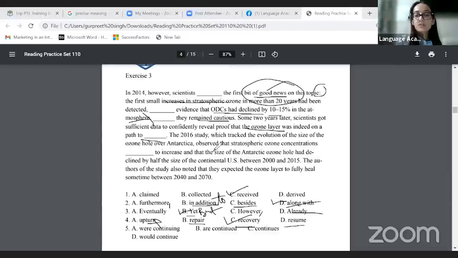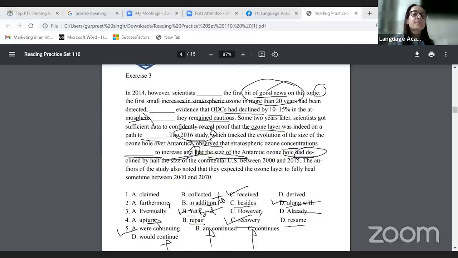The 2016 study observed that stratospheric ozone concentrations dash to increase. I have skipped the comma-to-comma part just to simplify the sentence. When you say the study is the noun, look for the verb. Where is the verb to match with study? The study observed that the ozone concentrations dash to increase, and the size of the Antarctic ozone hole had declined. What tense are we in? Obviously, it's a 2016 study. One hint is this. The second hint is that we are in past tense in the same sentence with and in between, so we also have to follow past tense. When we look at the options, there's only one past option, were continuing. And it's right because our noun was plural, concentrations. We cannot go with present tense. And would also be something which did not happen, but this has happened. So ozone concentrations were continuing to increase, and the size of the Antarctic ozone hole had declined.